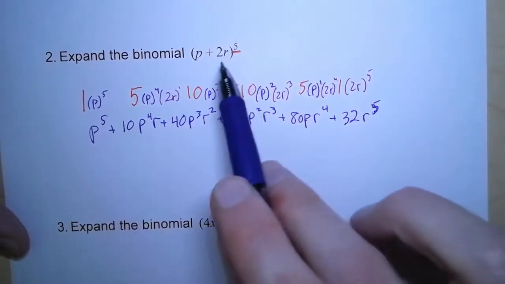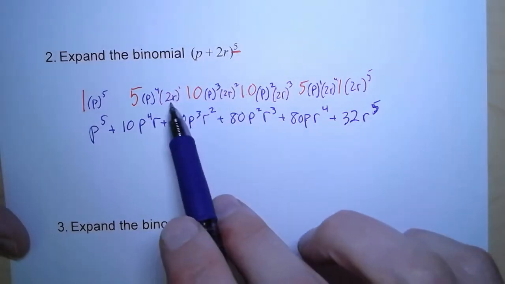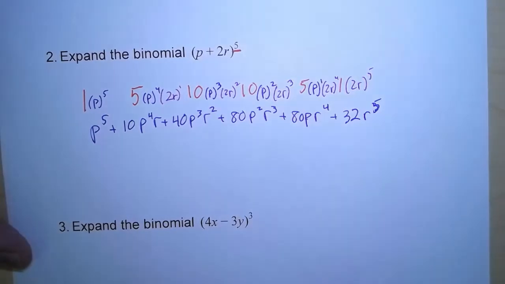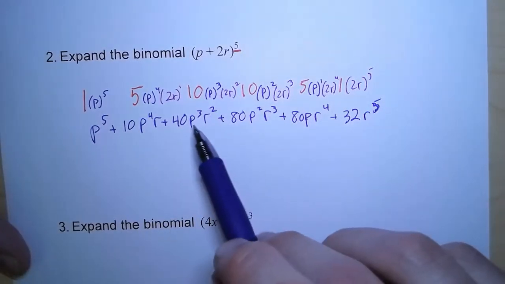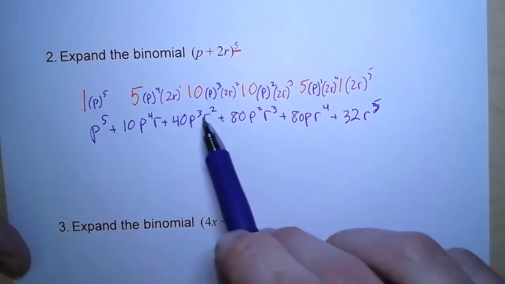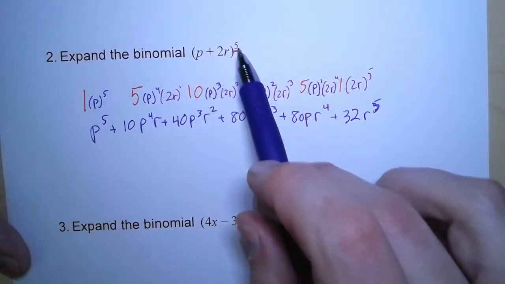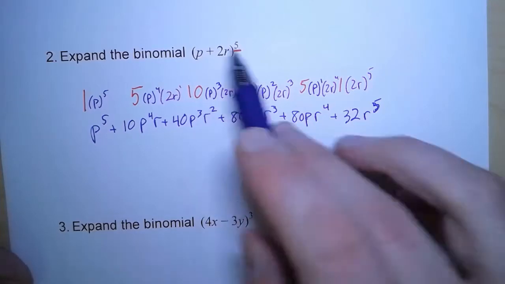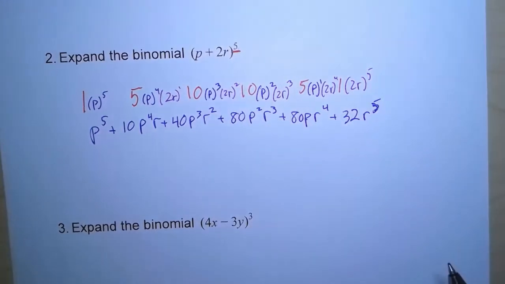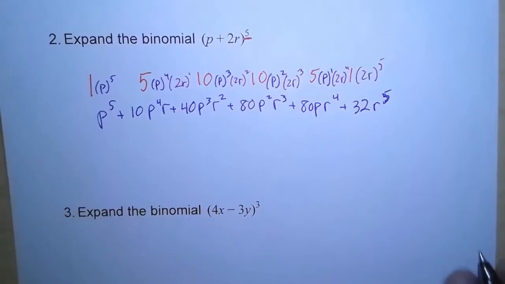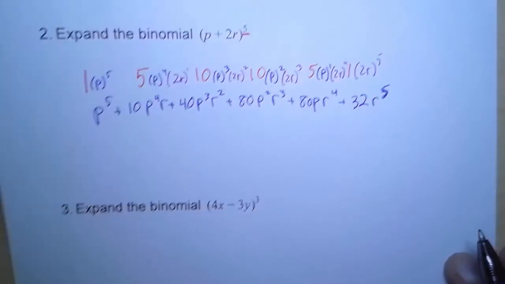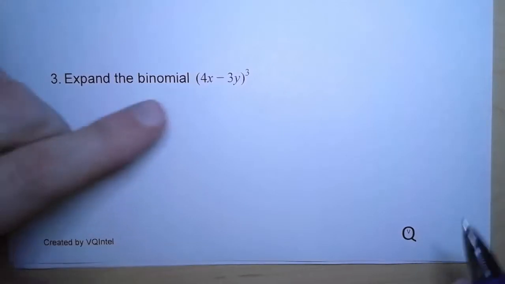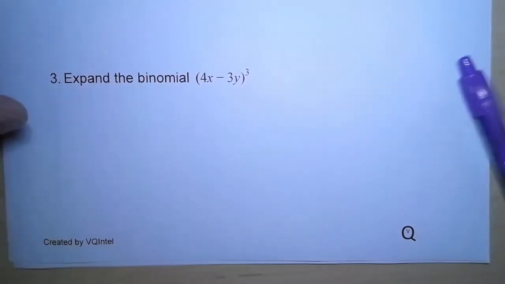So here, with the 2r, we had to be aware of that number because we had to multiply it by that coefficient. The other thing to always be aware of is that when you have two different variables, the powers always have to add up to 5, at least if it's p and r, as long as there's no exponents there. I'll show you an example later on of how it'll work if you have something like x squared or something like that.